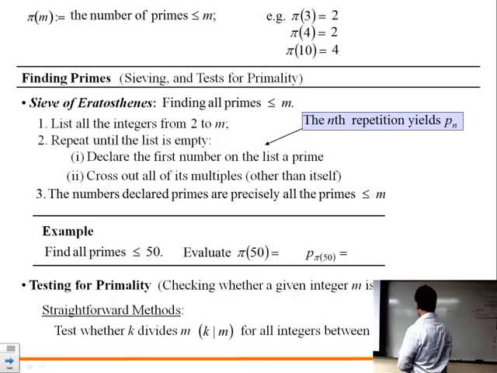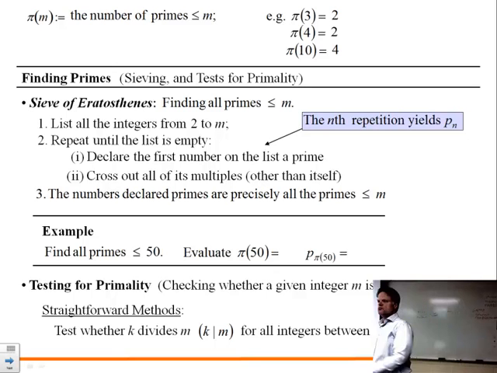Here's what you do. You start with all the numbers from 2 to m. Write them all out. And then you're going to cross off numbers that you know are not prime. The way you do that is you repeat this until the list is empty. Declare the first number on the list to be prime. So that's going to be 2. Cross out all its multiples other than itself.